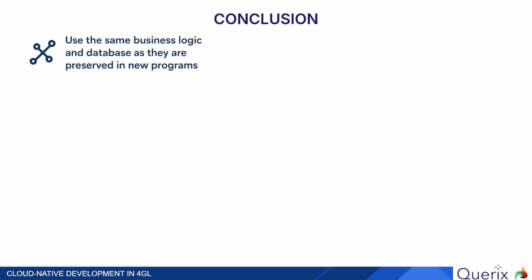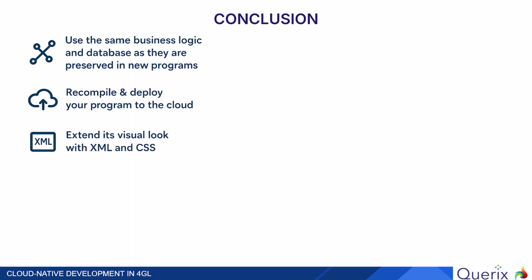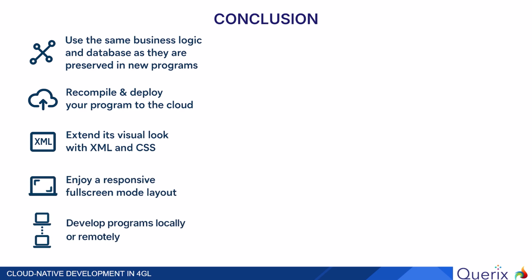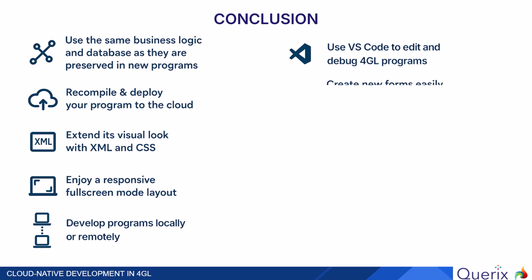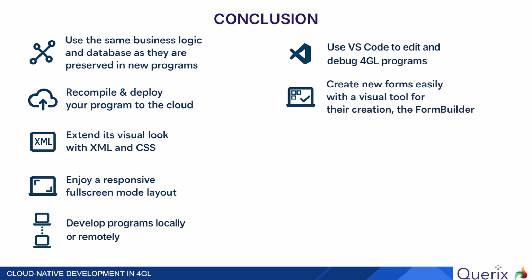With Lycia, you'll be able to work with the same database, recompile and deploy your program to the cloud, extend its visual look with XML and CSS, make a responsive full-screen mode layout. You also can choose between developing programs locally or remotely. You will enjoy VS Code's convenience while editing and debugging 4GL programs, and create new forms easily with a visual tool for their creation, the Form Builder.